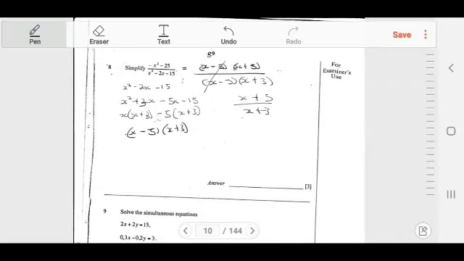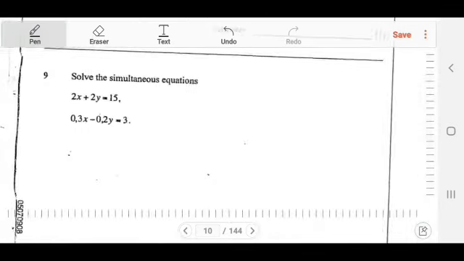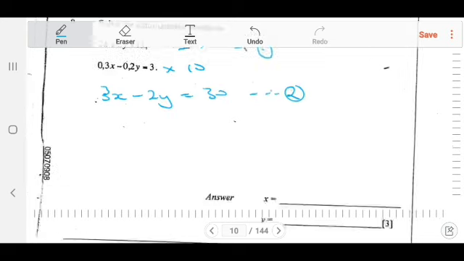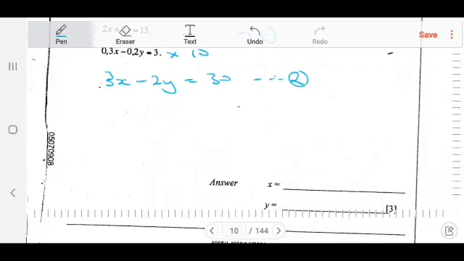Now we move on to number 9. Okay, number 9 is a simultaneous equation. So this is equation what? This is equation 1. Then this one we can multiply by 10 to get 3x minus 2y equals 30, which is now our equation 2. Okay, so let's add equation 1 plus equation 2. We're going to get what?